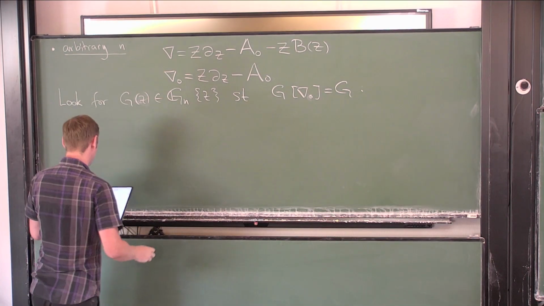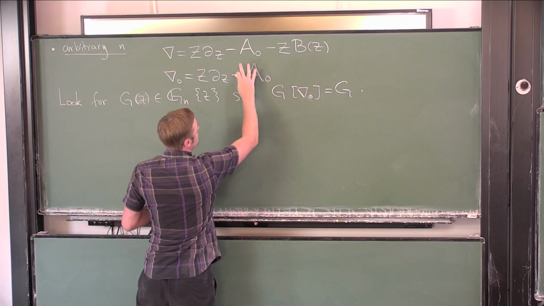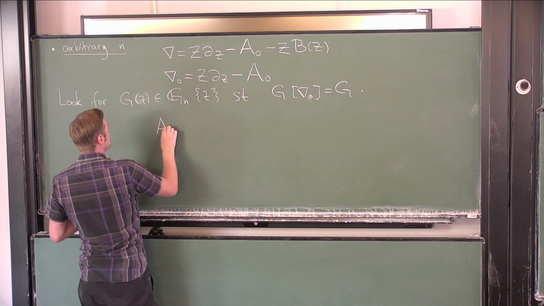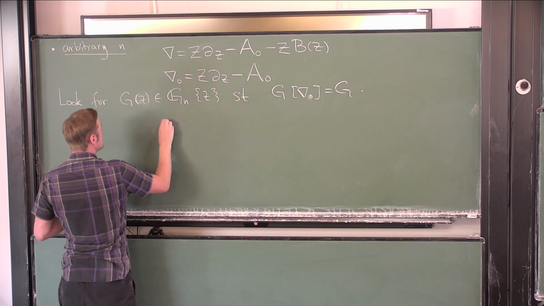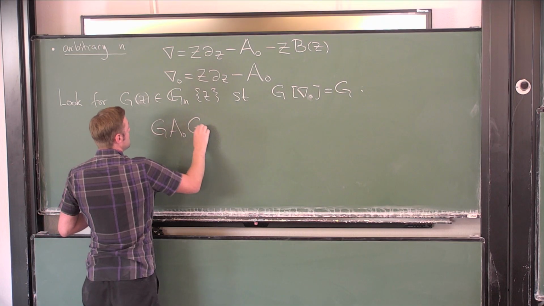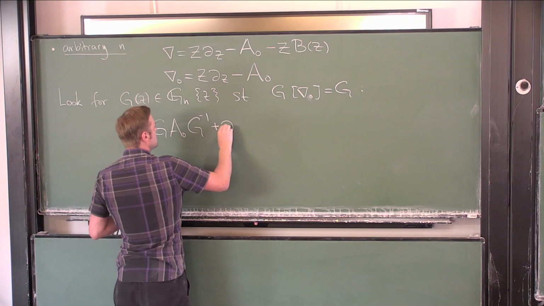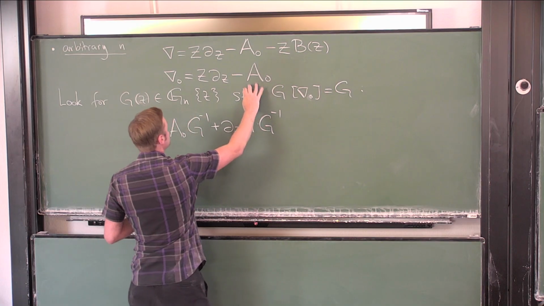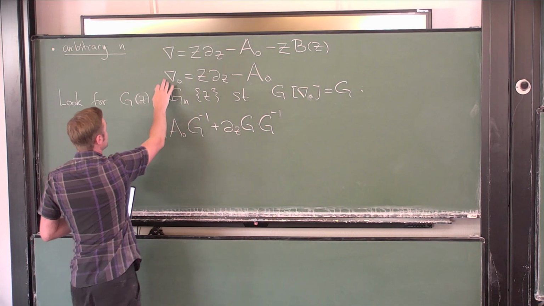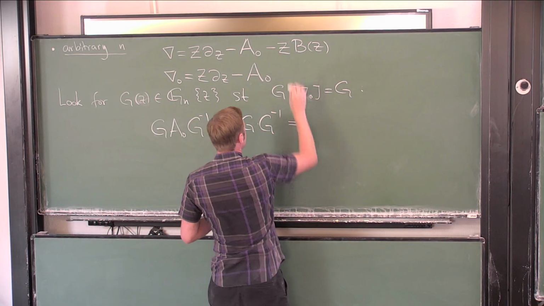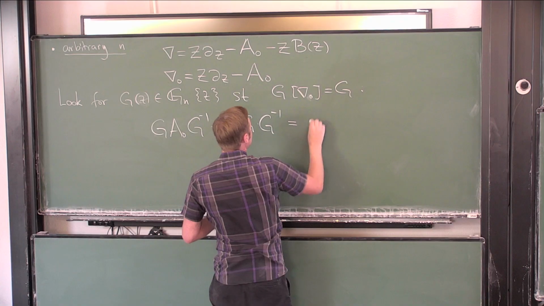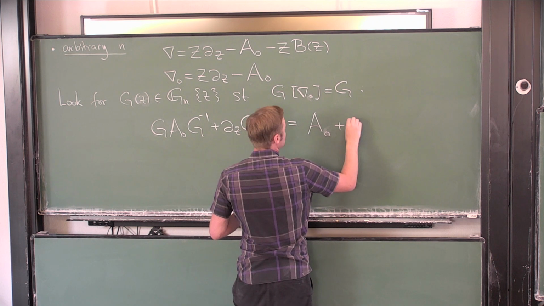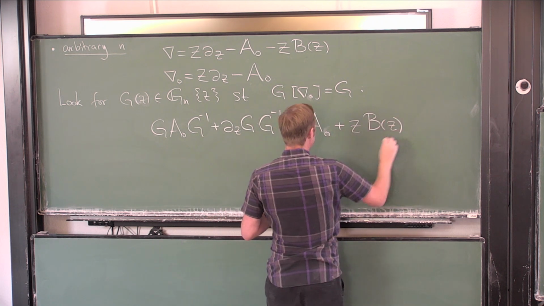So what does that mean? That means that the right-hand side, let me write the right-hand side first. We have G A naught G inverse plus z del z G times G inverse. So that's the way G acts on the trivial system, sorry, not on the trivial, on this supposed normal form system. And then that should equal the matrix of Nabla, which should be this: A naught plus z B of z.